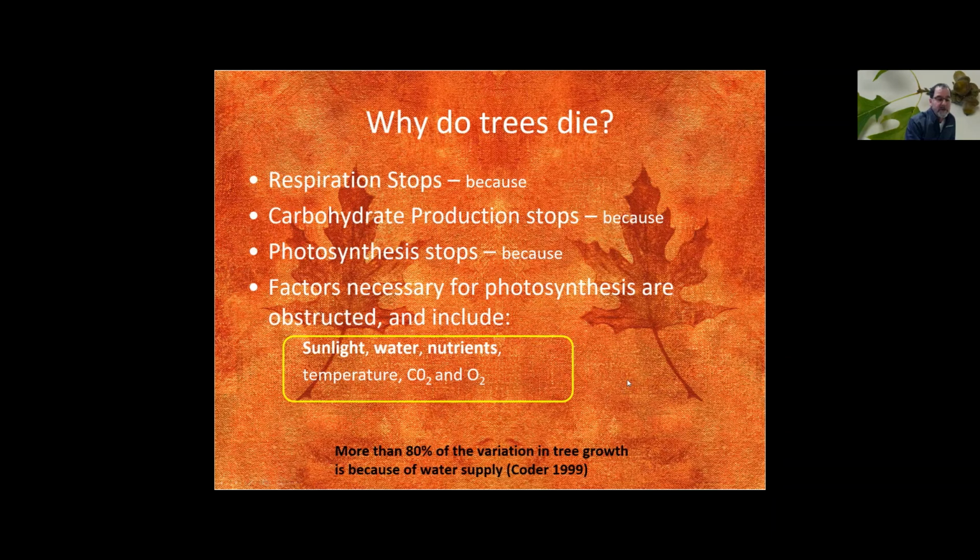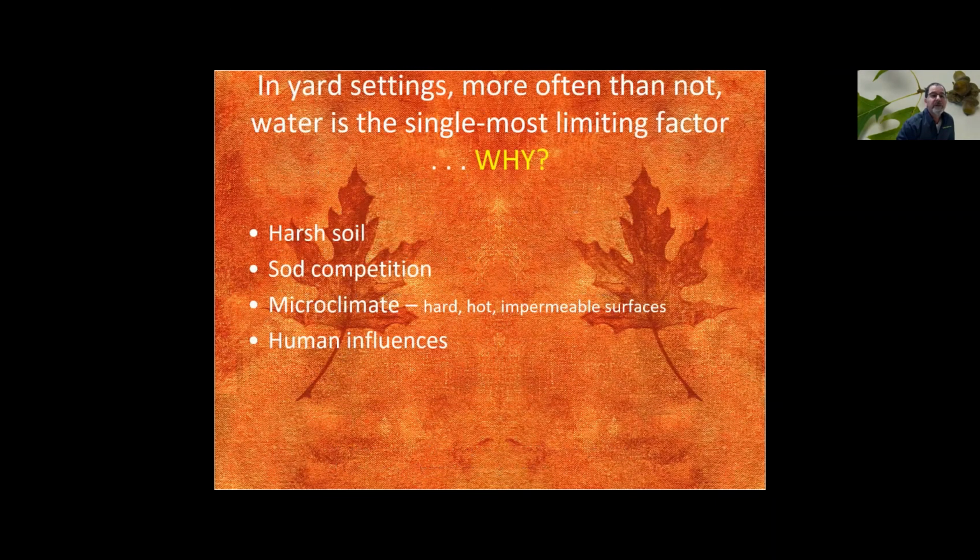But of these six, more often than not, what's going to kill a tree in the end is going to be water. More than 80% of the variation in tree growth is because of water supply. We've gone through a number of physiological processes, and water is necessary for all of that. So without water or too much water, that can kill a tree. So in yard settings, water oftentimes, as I mentioned, is the single most limiting factor.